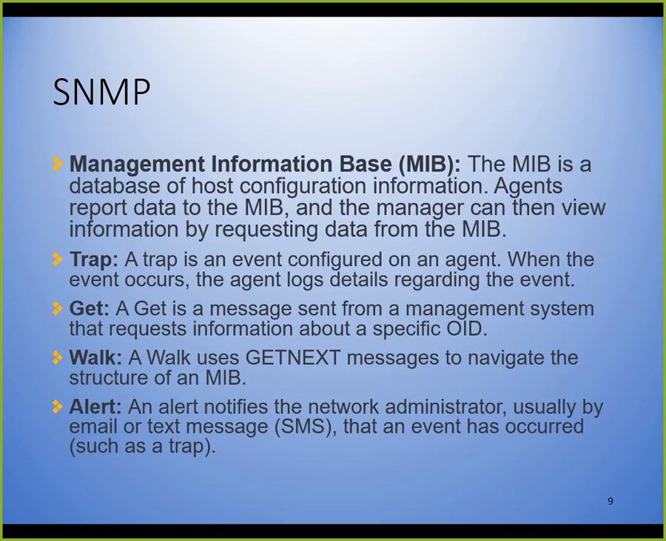A trap is an event configured on an agent. The agent, again, is the software that's running on the device itself. When an event occurs, the agent logs the details regarding the event. The get is a message from the manager that requests information about a specific OID, the ID of the element that we're trying to get the information about. Walk uses a get next, and walk would kind of walk the devices on the individual devices themselves.